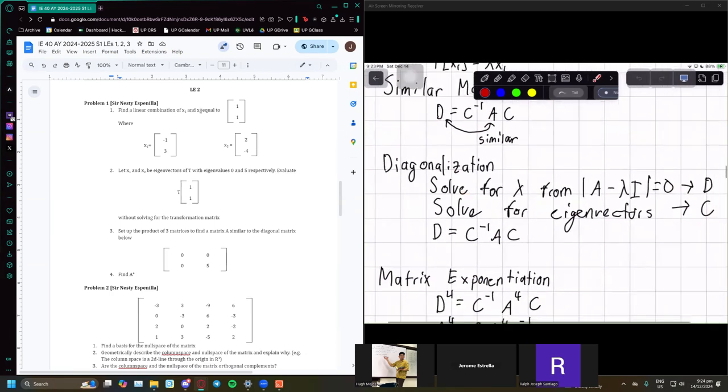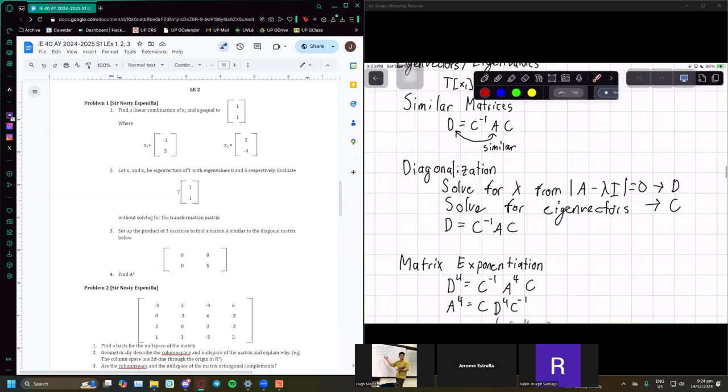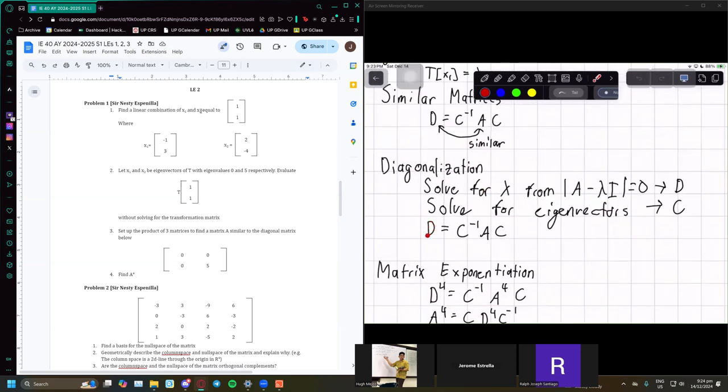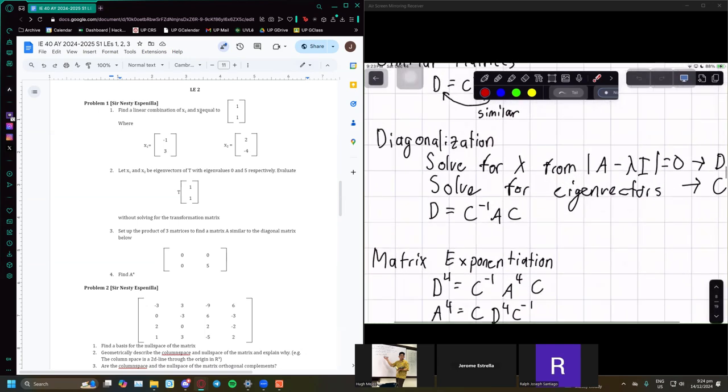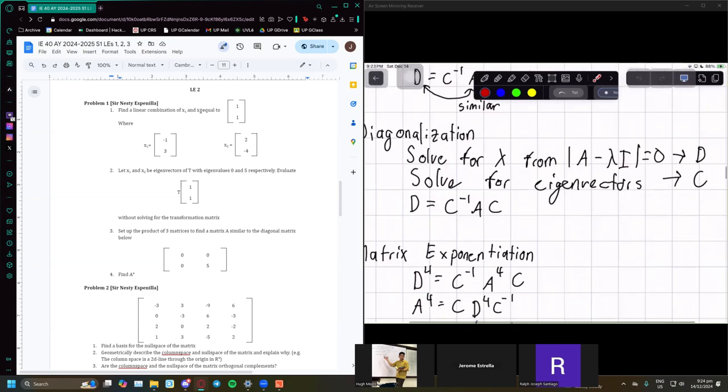Diagonalization is basically getting a similar matrix where the D matrix here is going to be a diagonal matrix where the diagonal elements are the eigenvalues of A, and then C is going to be the matrix containing the corresponding eigenvectors.